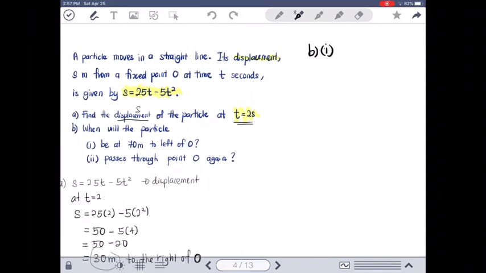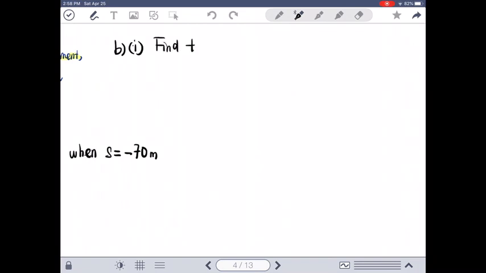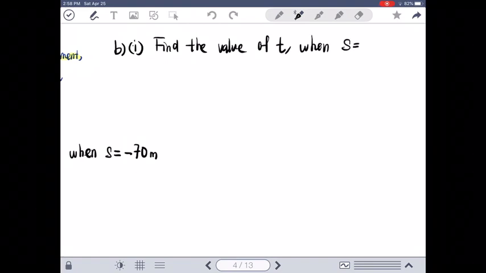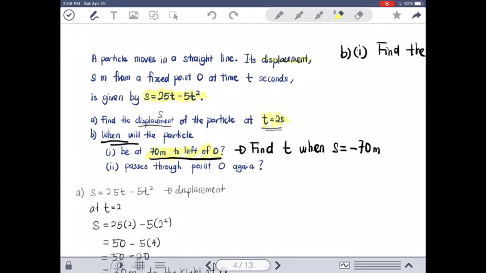If you look at question number B1, this question asks us to find t, since it says "when will". So we want to find t when s equals left of O, meaning negative 70 meter. So basically question B1 wants us to find the value of t when s is equal to negative 70 meter. Why negative 70? Because the key words here are 70 meter to the left of O.